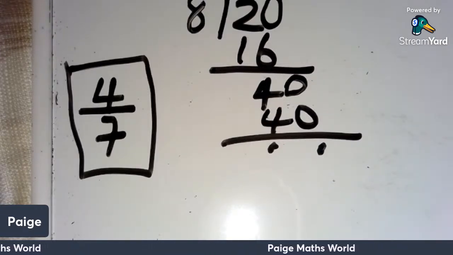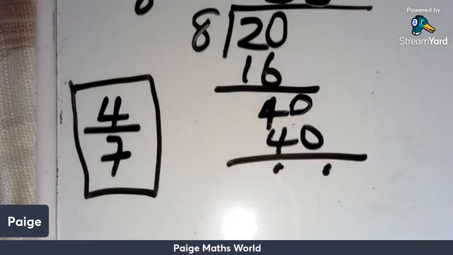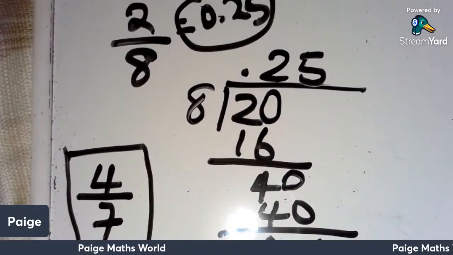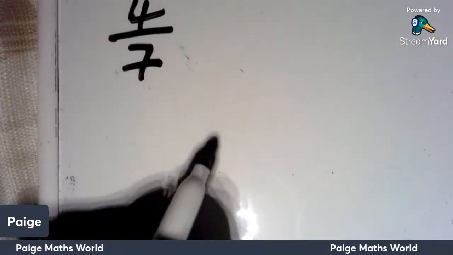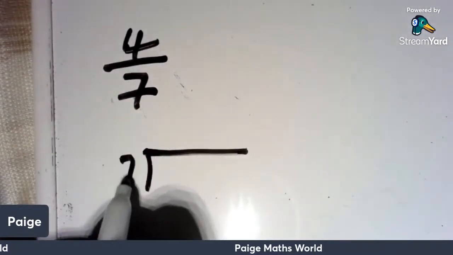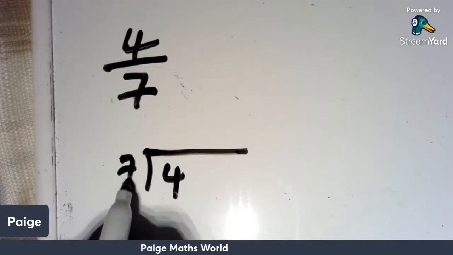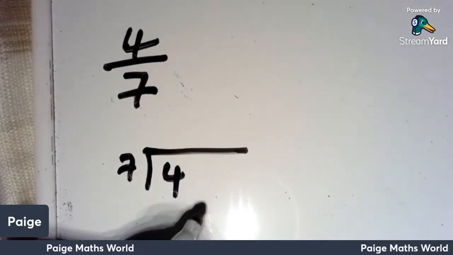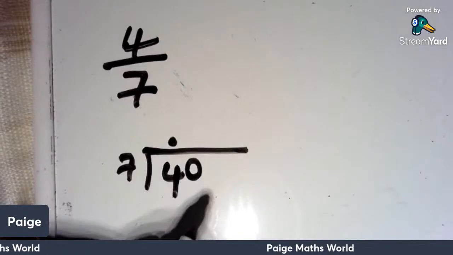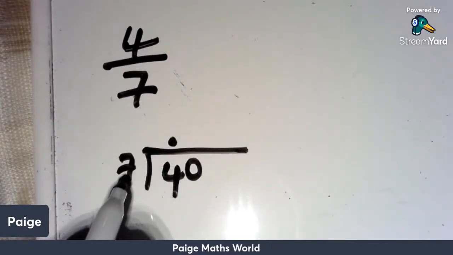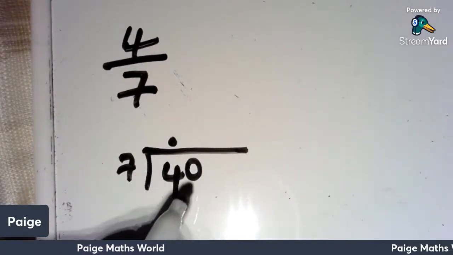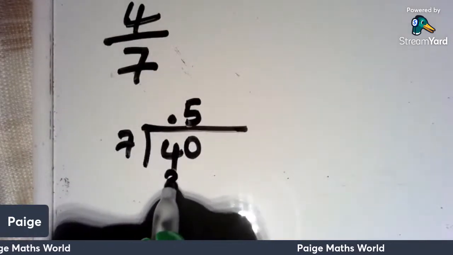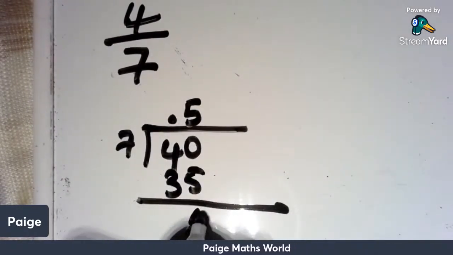All right, let us go to this one quickly. And then we're going to give some for homework. So 4 over 7. We know we're going to have the 7 on the outside and 4 on the inside. 7 into 4 you can't. You put a point and a 0. Then you say 7 into 40. How many times can you get 7 from 40? 5 times. 5 sevens are 35. And we put our 5.